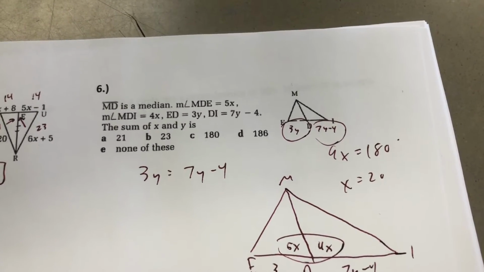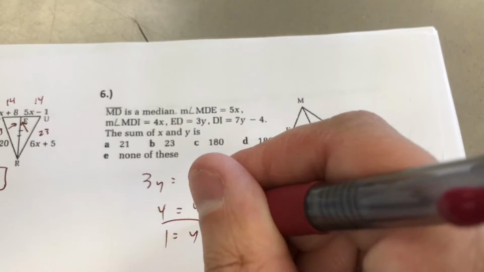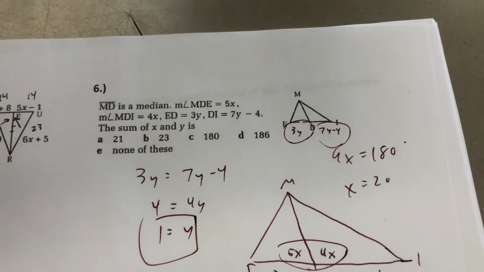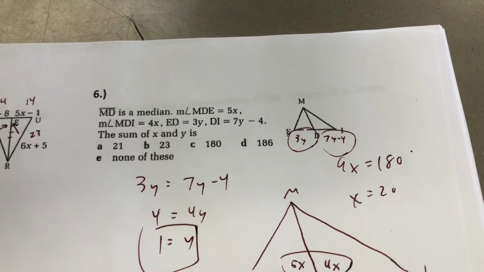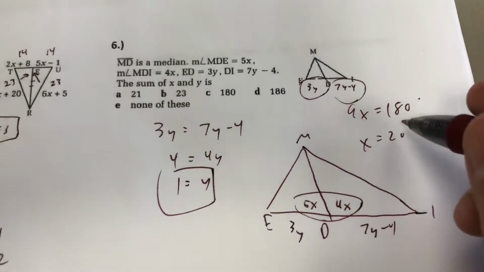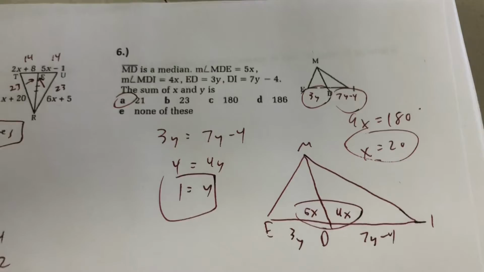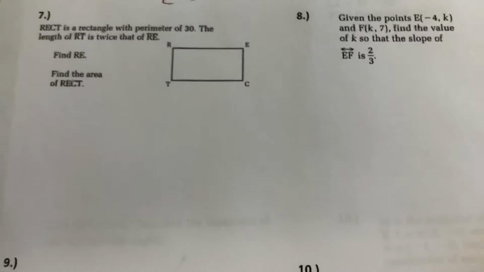Subtract 3y from both sides, add 4 to both sides. You're going to get 4y is equal to 4, so y is going to be equal to 1. And so they want the sum of x and y. Well, y is 1, and x was 20, so they're going to add up to 21, right? Choice A. All right, number 7.